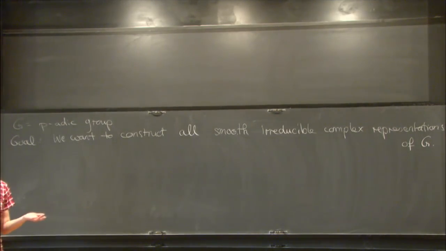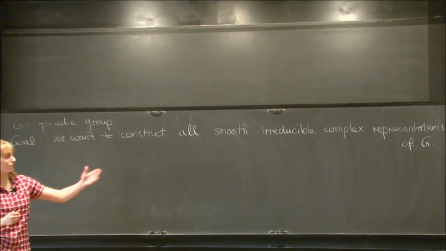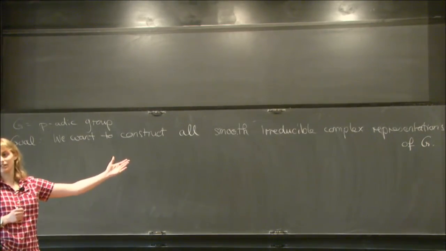For example, if you're a number theorist and like to study automorphic forms and the L functions attached to them, which are some generalization of the Riemann zeta function, then if you look at automorphic representations, these representations can be decomposed into local parts. And these local parts are on the one hand representations of real groups, and on the other hand representations of p-adic groups.